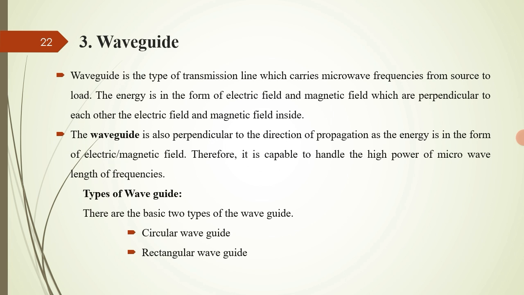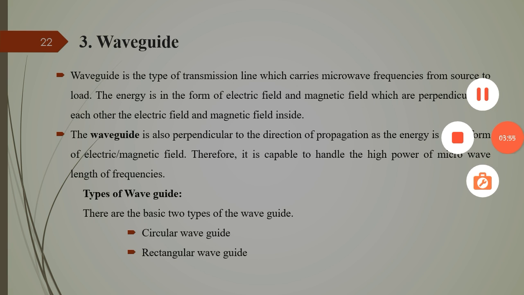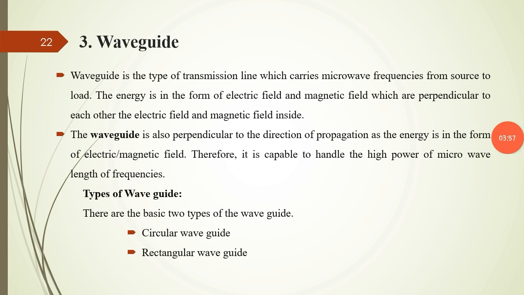And we are moving to the third type, which is the waveguide. The waveguide is a type of transmission line which carries microwave frequencies from a source to the load. Here the energy is in the form of a magnetic field and an electric field, which are perpendicular to each other. Fine. The types of waveguides are circular and rectangular.